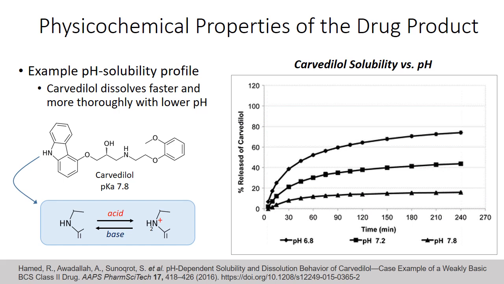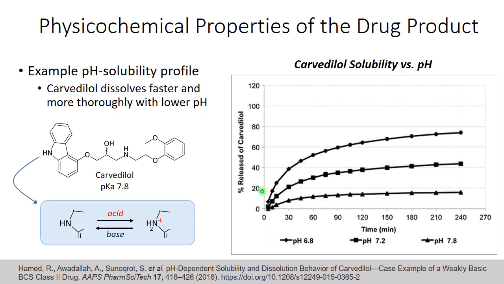But when you drop the pH below that drug's pKa, you will protonate it, right? Or you will charge it. That's why I have acid here. If you add acid, which would lower the pH, that would protonate it. If you add base, you'll deprotonate it. And when a weak base like this is protonated, it is positively charged because that amine is going to have a total of four bonds. So how does that affect the actual solubility and dissolution rate? I'll show you what I mean in a second.